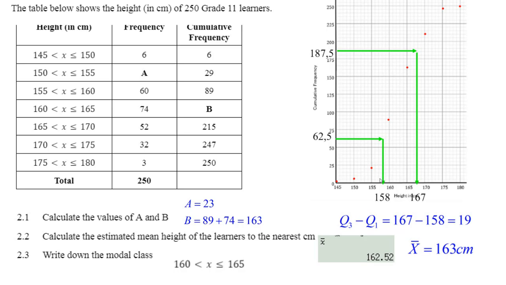And then you go 160 and you go 89. 160 and 89, that's pretty close. And then 165, and then all the way up to that 163, which is about there. Anyways, there's our ogive curve. You can just imagine it because I didn't draw it in. And that's worth 3 marks, just graphing those points.